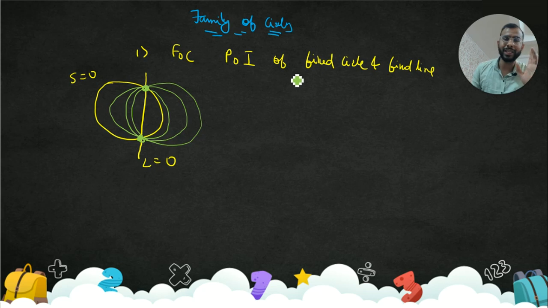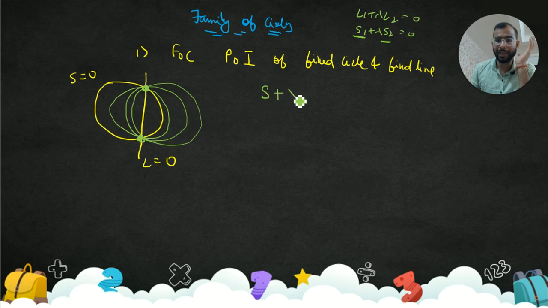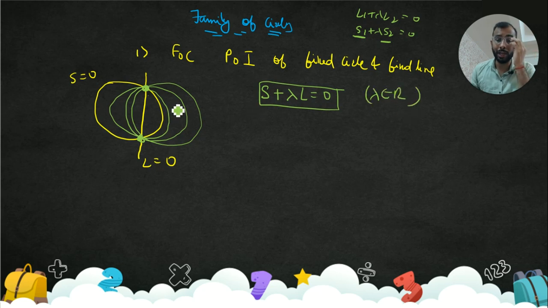So equation is very easy. There it was L1 plus lambda L2 equal to 0. It should be S1 plus lambda S2 equal to 0, which we'll see later on. But here there is a line and there is a circle, so it should be S plus lambda L equal to 0. बहुत ही easy है. These are the 2 points. As lambda keeps on changing, we'll have various values. Lambda belongs to R here. So this is how to find out lambda.